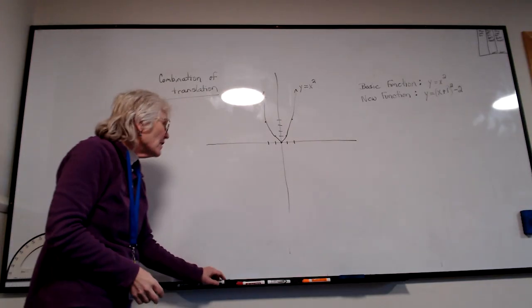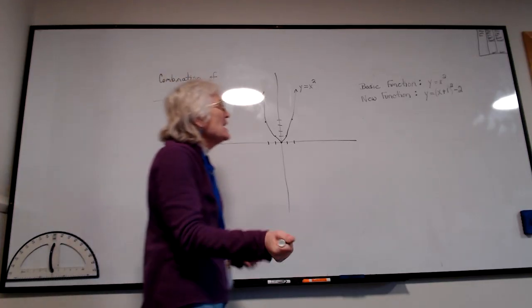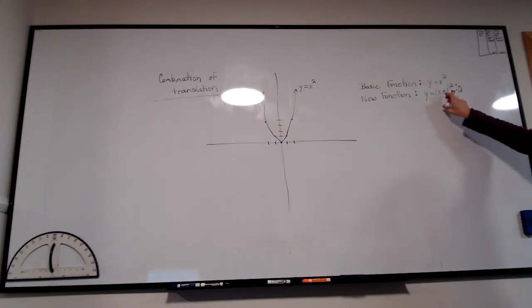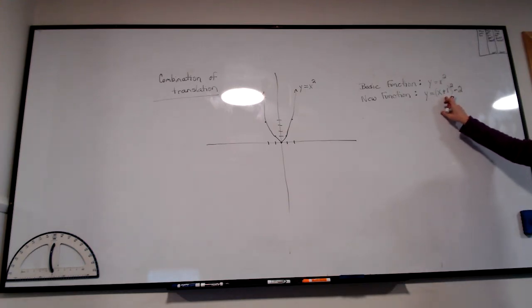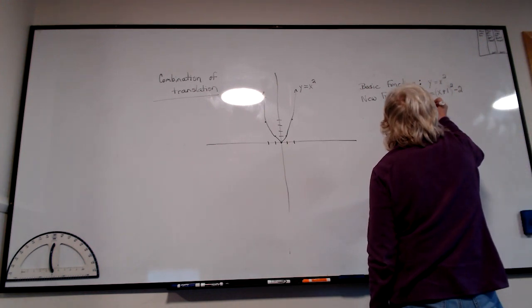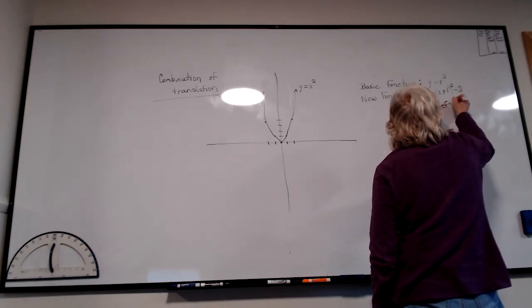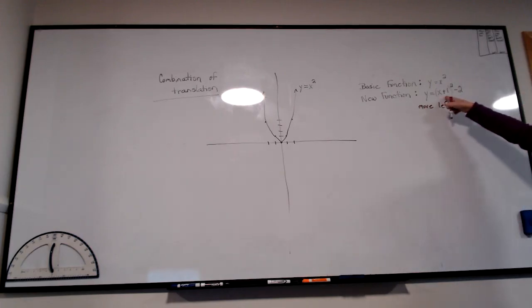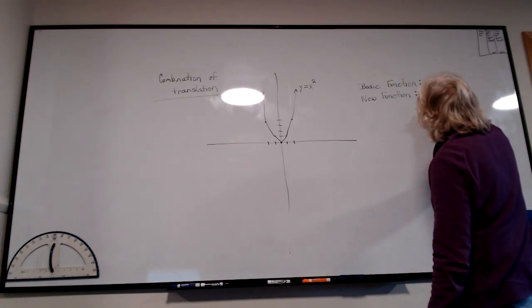Okay. Now, the new one, we're looking at it. If we look at this, we have inside the function a +1. What is that going to do? To the left translation? One. Yes. It's going to move it left. Okay, so that's what that number does right there. What does the -2 do to the function? It moves it down 2.